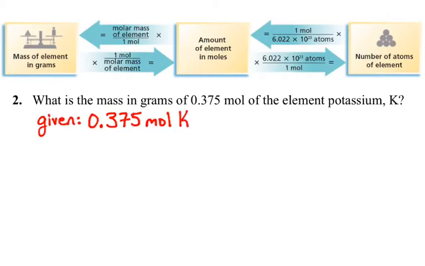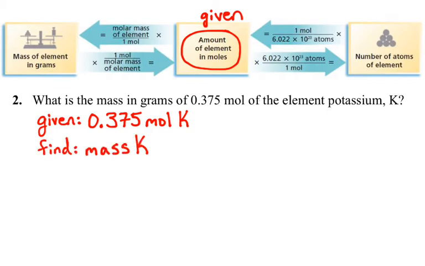So first we write down what we are given. We are given 0.375 moles of potassium. So we are given the amount of the element in moles. And we are asked to find the mass of that number of moles of potassium. So we're asked to find the mass of the element in grams. Okay, so based on our diagram here, what we need to do is use the molar mass of the element to find our answer.